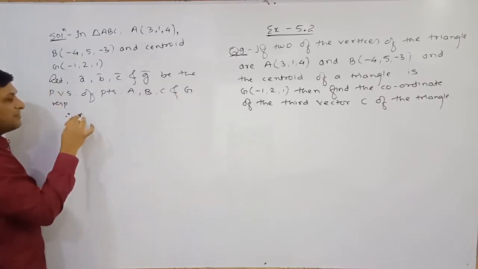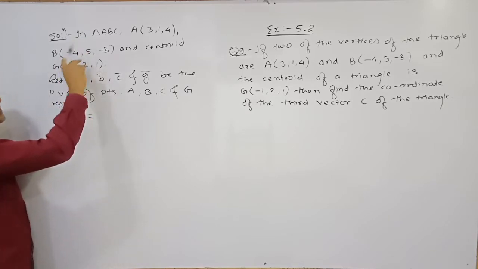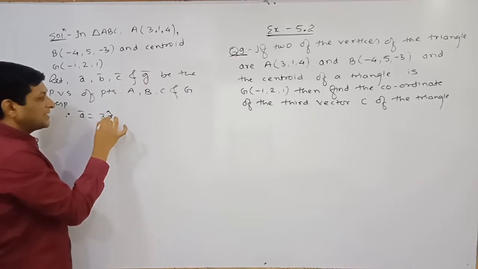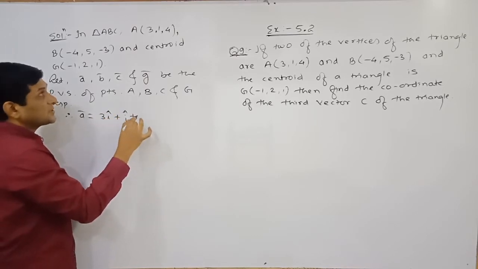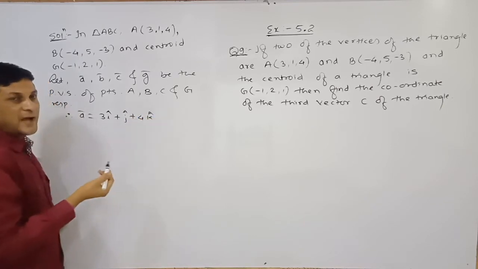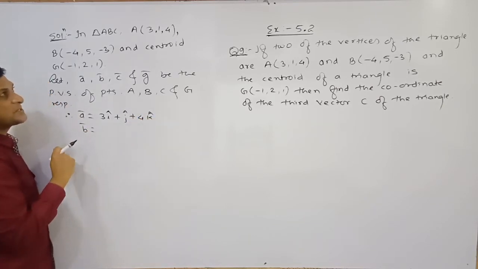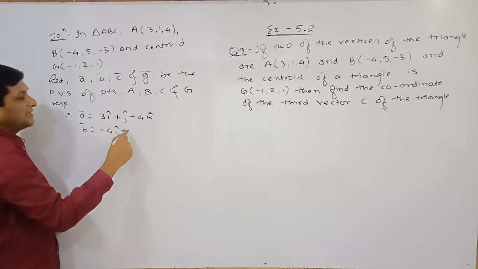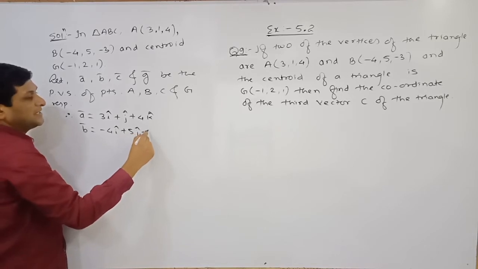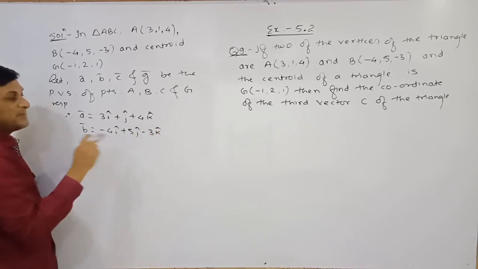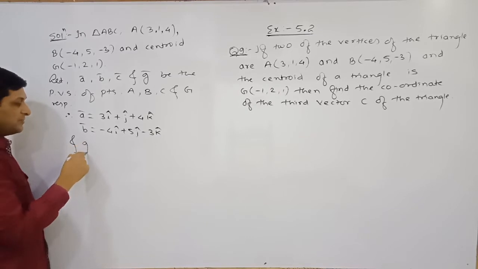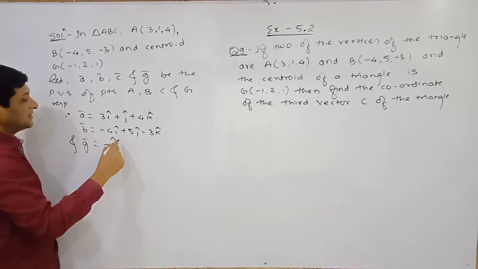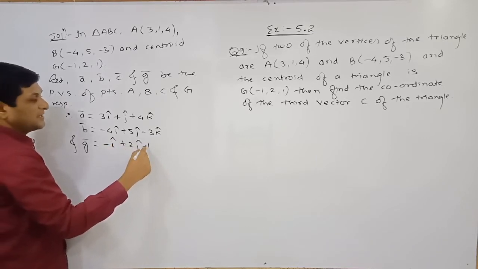So A bar will be equal to, from the coordinates of point A, 3i plus j plus 4k. The value of B bar, from its coordinates, is minus 4i plus 5j minus 3k. So the value of B bar is also known to us, and G bar, the position vector of centroid G, is minus i plus 2j plus k cap.